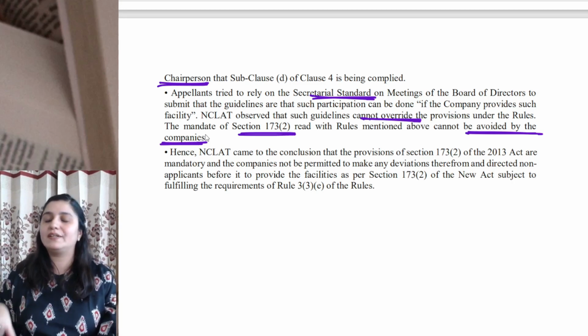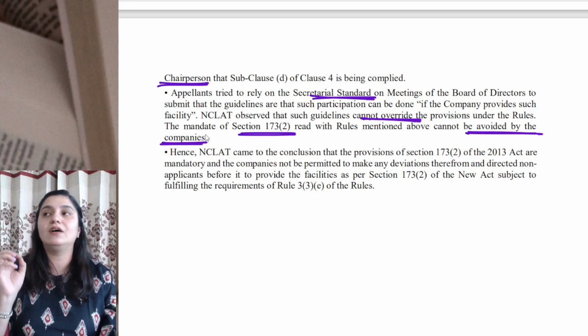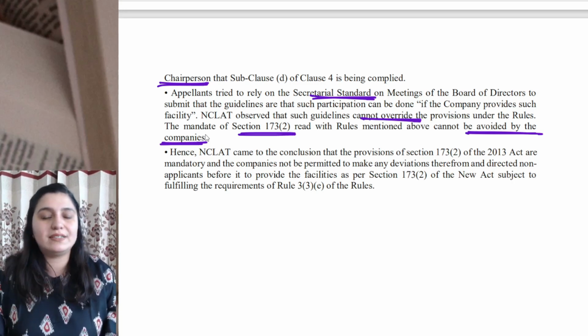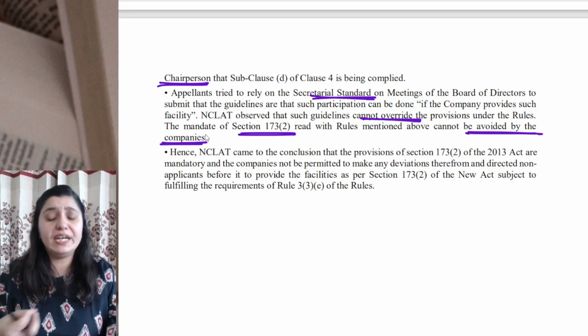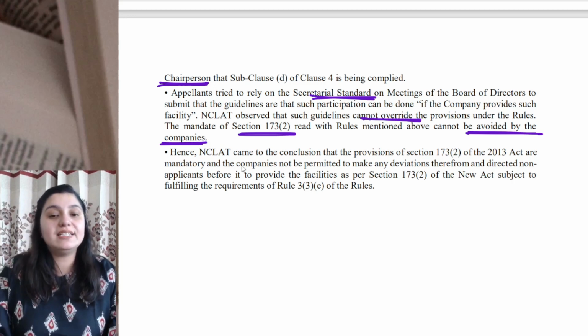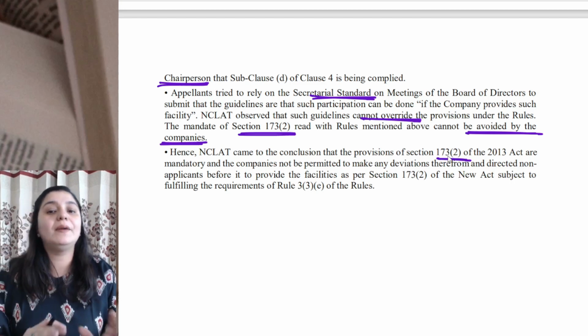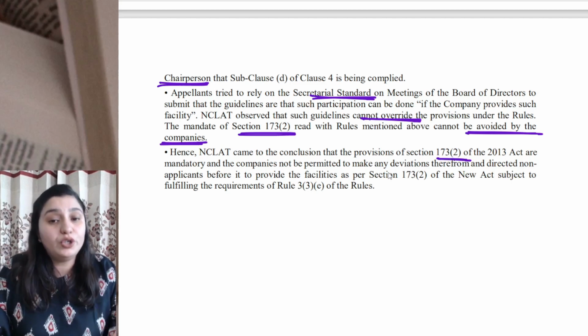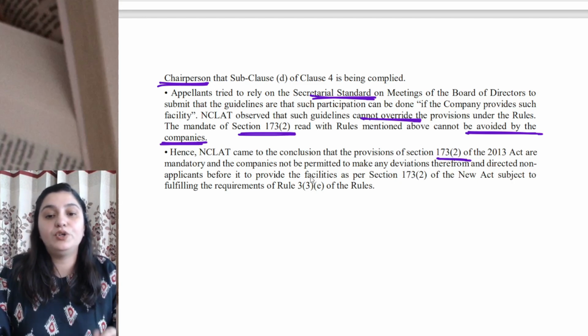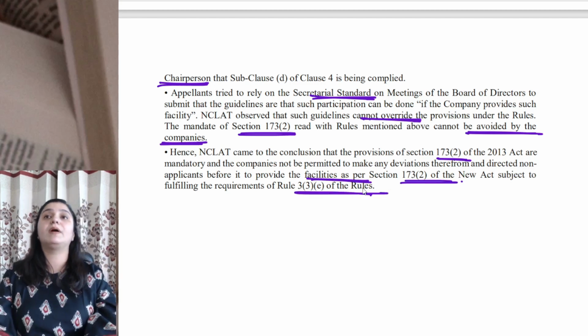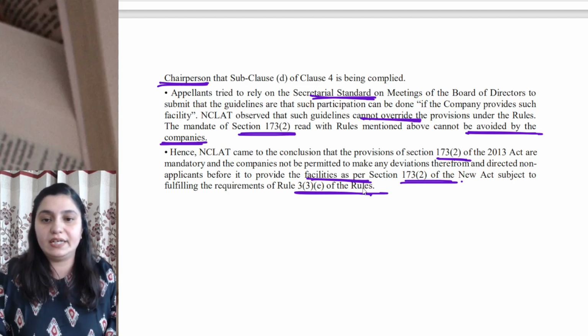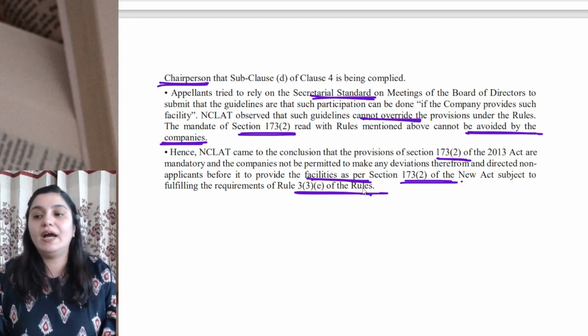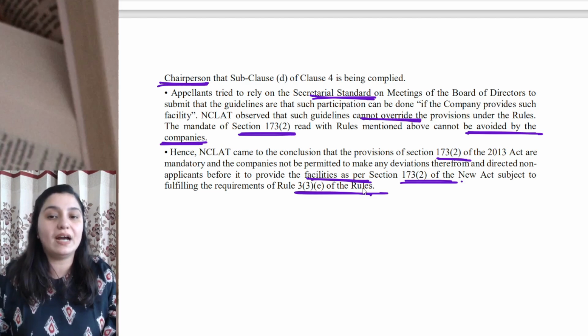NCLT said that you really cannot override. If the Companies Act is providing you a benefit, it has a motive behind it. So you should exercise it wherever required. So hence NCLT came to the conclusion that the provisions of 173(2) are mandatory and companies are not to be permitted to make any deviations, and directed non-applicants before it to provide the facilities of 173 subject to the fulfillment of requirements. मतलब कंपनीज ये नहीं कह सकती कि हम तो बिल्कुल नहीं करेंगे, राइट? तो दे आर मैंडेटरी. अगर उन्होंने बोला है कि आपको प्रोवाइड करना है तो आपको प्रोवाइड करना चाहिए, राइट?